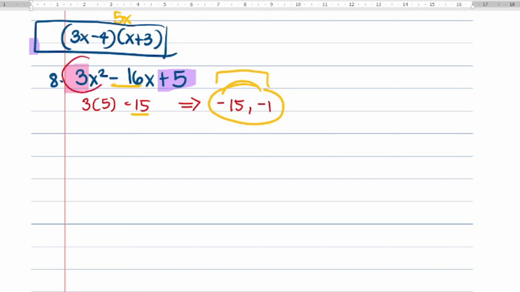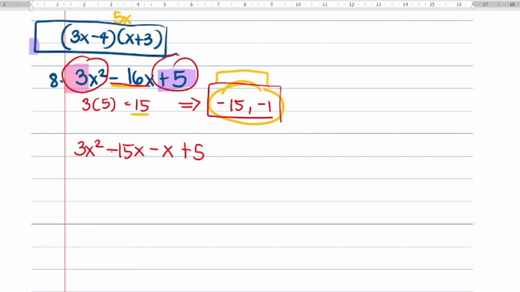Next, rewrite. Copy the first term. Don't copy the middle term, replace it with these two. So, that would be negative 15x minus x. It's negative 1x, but we just write negative x. Then, positive 5. Oh, we can't rearrange, because they are all negative. Okay, let's just continue.